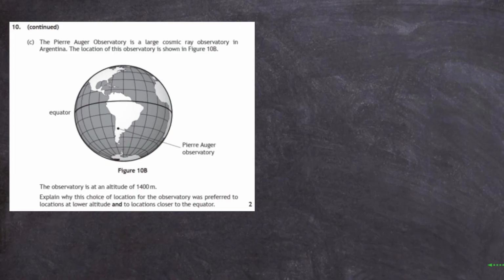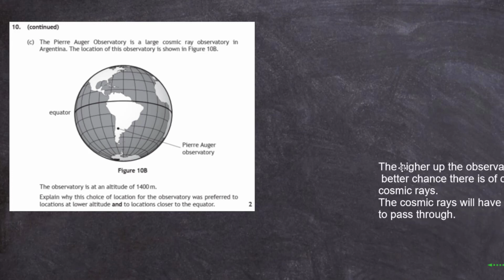Question 10 continued, Part C. The Pierre Auger Observatory is a large cosmic ray observatory in Argentina. The location of this observatory is shown in figure 10b. Now, the observatory is placed at an altitude of 1,400 metres. And for 2 marks, we're asked to explain why this choice of location for the observatory was preferred to locations at lower altitude and to locations closer to the equator. We'll take it in 2 parts.